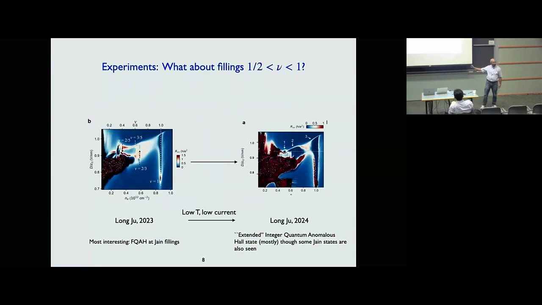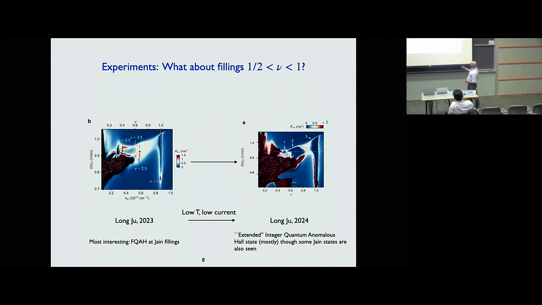Okay, so this was the story in 2023, and in 2024 things have gotten refined a bit, and Jed was asking a question, so I'm going to address that. Long showed us earlier this week his new data, where you go to lower temperature than here. Here the electron temperature was, he now thinks, about 200 to 300 millikelvin, but now you go to even lower temperature and lower the current at which you do the transport measurements. So then the phase diagram changes, right?